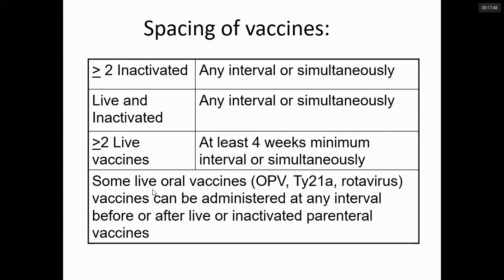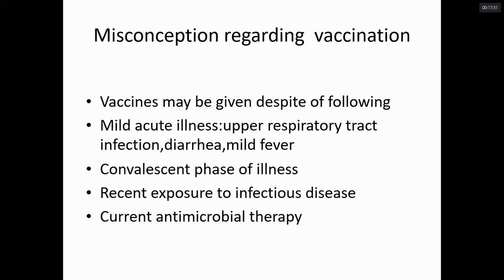And if a child has mild fever, diarrhea, upper respiratory tract infections, these are not the contraindication of the vaccine. You can give vaccination if there is mild fever, diarrhea, upper respiratory tract infection, etc. And recent exposure, convalescent phase of illness, recent exposure to infectious diseases, current antimicrobial therapy, these are also not the contraindication for the vaccine.